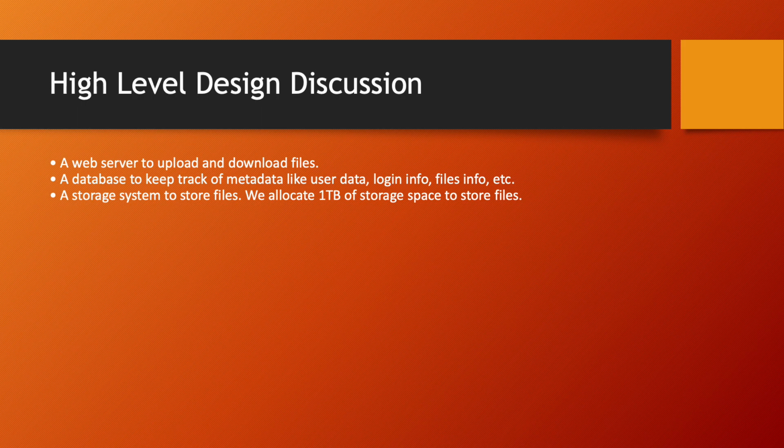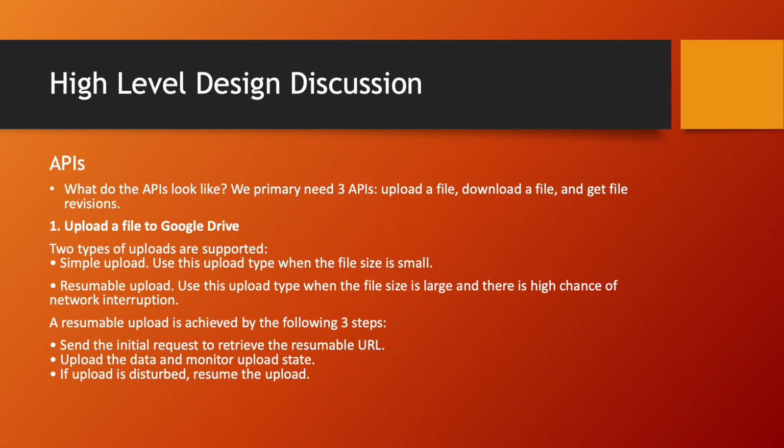So let's start with something simple. Let's build everything in a single server and gradually scale it to support millions of users. So let's say we have a web server to upload and download files, a database to keep track of metadata like user data, login info, files info, etc. And then we have a storage system to store files. Now we can allocate 1 terabyte of storage space to store files. There'll be some APIs for sure.